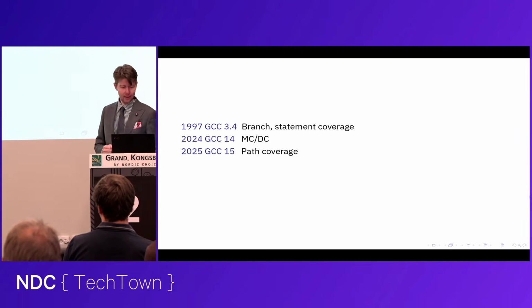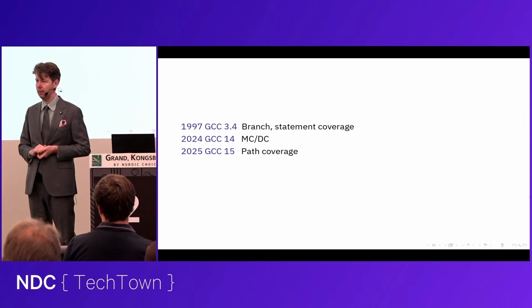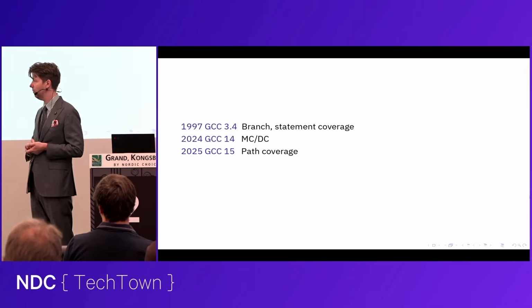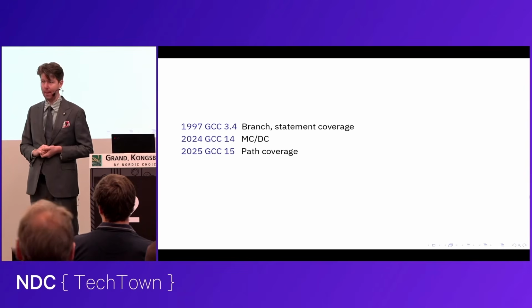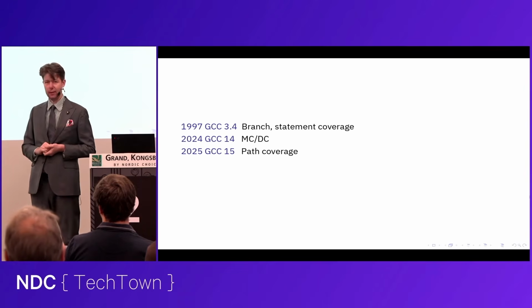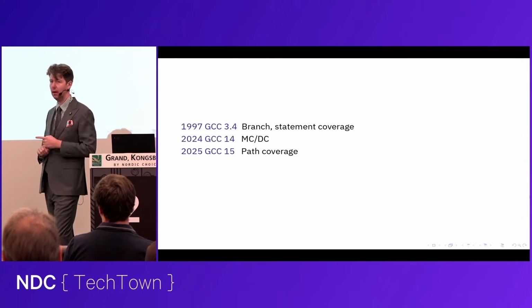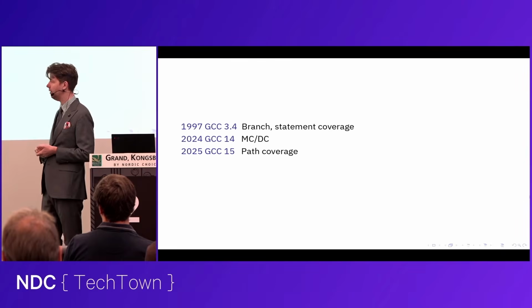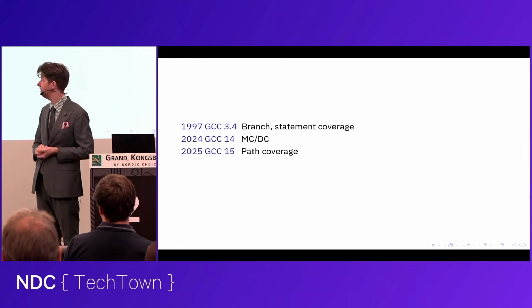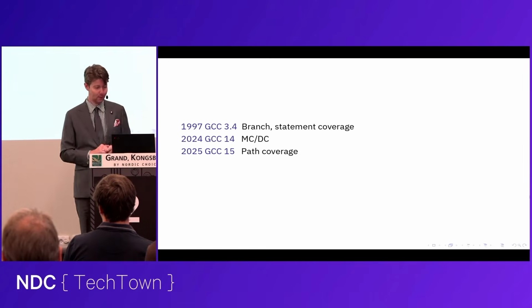So in 1997, I had to go back in the GCC Git log to figure this out, the first coverage came in GCC 3.4 in 1997. And it was actually kind of a side effect of the profile-guided optimization support. In 2024, I added MCDC to GCC. And then now in 2025, we have the prime path coverage. So this hasn't been a very fast-moving field. But we made a leap.